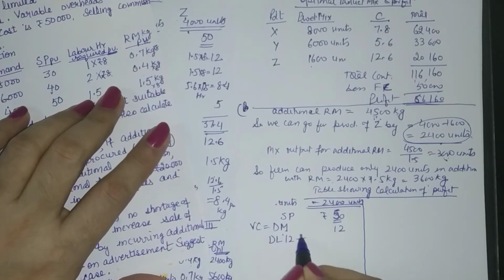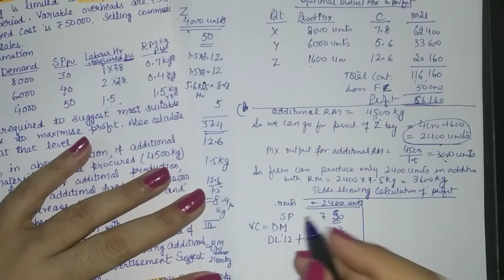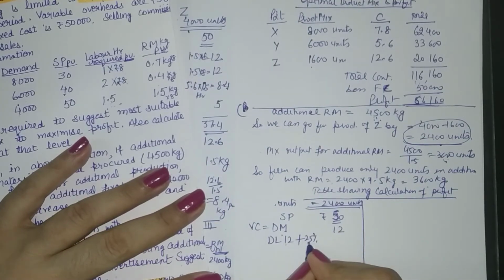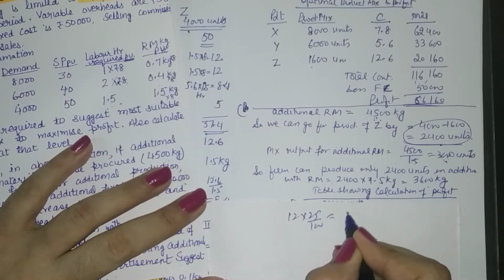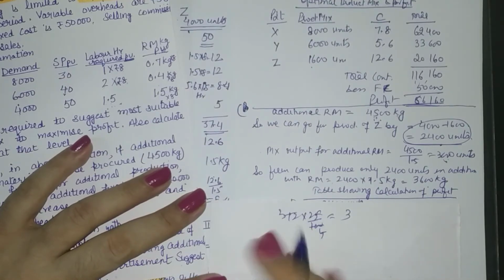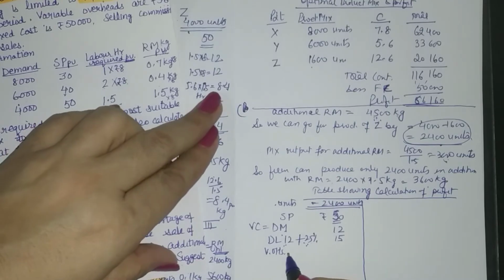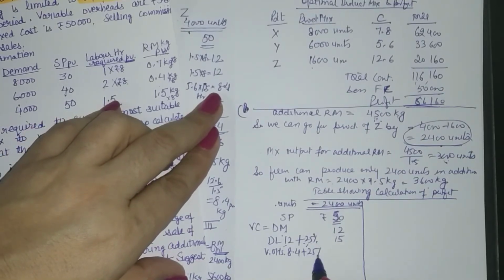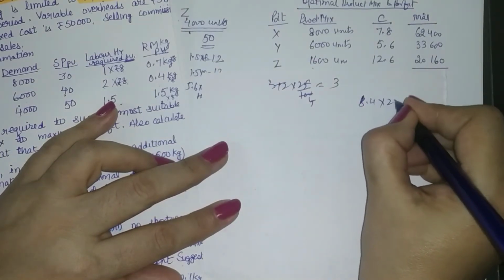Labor cost was 12, but now it is going to increase by 25%. So 12 plus its 25%. Now its 25% is going to be 3 rupees, 25% of this 12 rupees. So you can solve it also. 12 into 25%, that means 3 rupees. Isn't it? So you will be having 12 plus 3, 15 rupees of labor cost. Similarly, variable overheads were there at 8.4, but now this will also increase by 25%. So 8.4 into 25%.